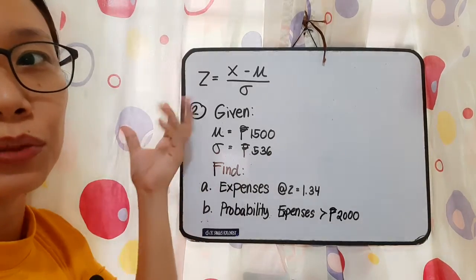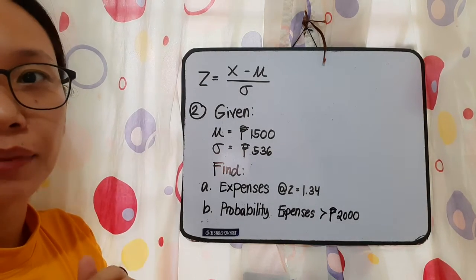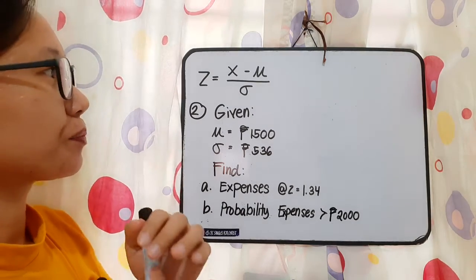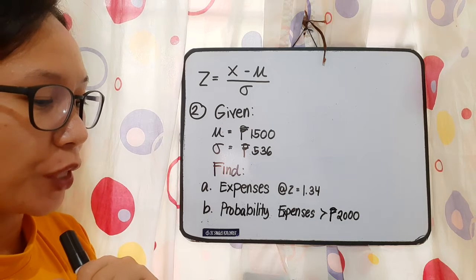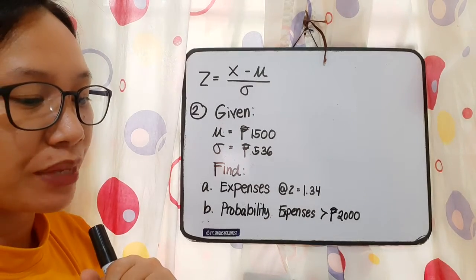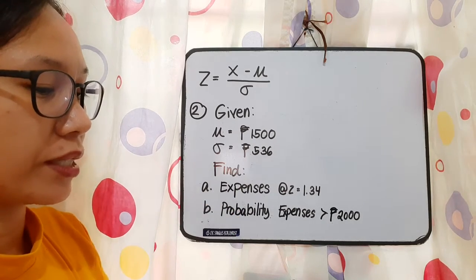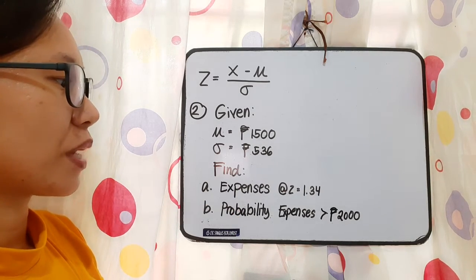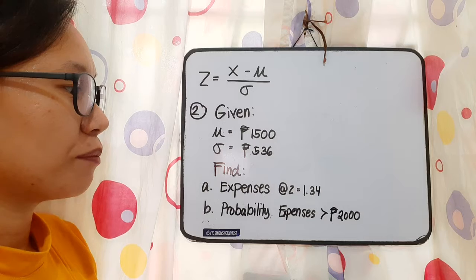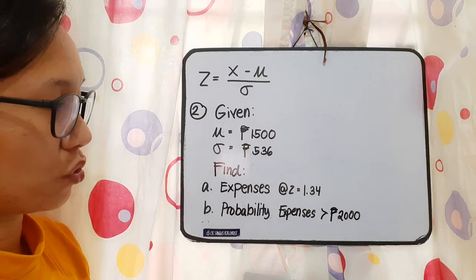Okay, so let's have number 2. Still we are following the working formula: z is equal to x minus mu over rho. And we have here the problem. The monthly expenses of mushroom production is normally distributed with a mean of 1,500 and a standard deviation of 536. So we are to find the expenses at a z-score of 1.34 and the probability that the expenses will exceed 2,000 pesos.